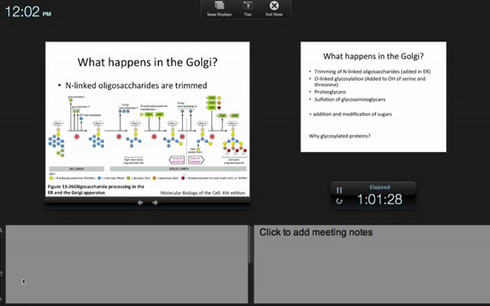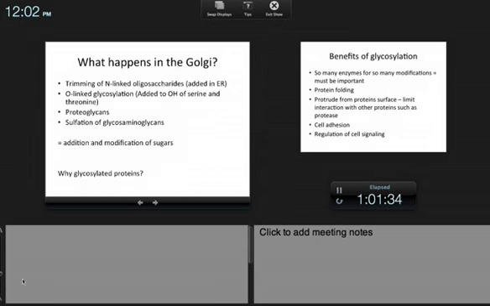Okay. So trimming and modification of sugars, that's what happens in the Golgi. You have trimming of your N-linked oligosaccharides that were added in the ER. You get O-linked glycosylation. You get proteoglycans added. You get sulfation.